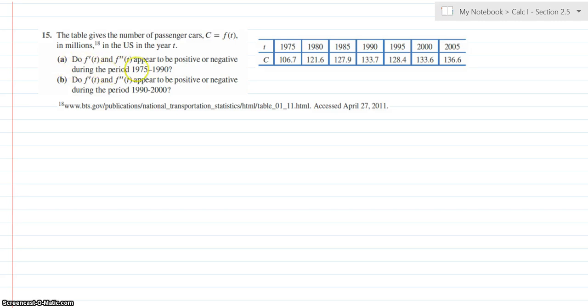Do f prime and f double prime appear to be positive or negative during the interval of 1975 to 1990? Well, we can see easily that the derivative is positive because if we look at the f values from this interval, we see that they're getting larger. They are increasing. After 1990, they start decreasing. So part B, we can actually do that now. f prime is negative during 1990 to 2000, because it increases again after that.